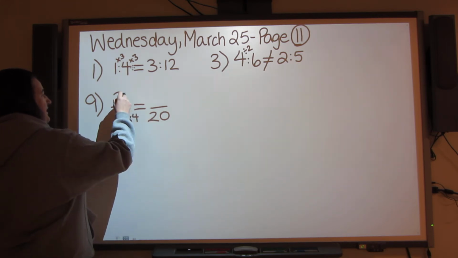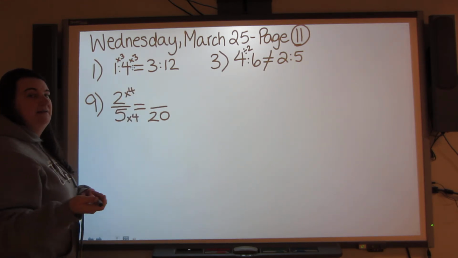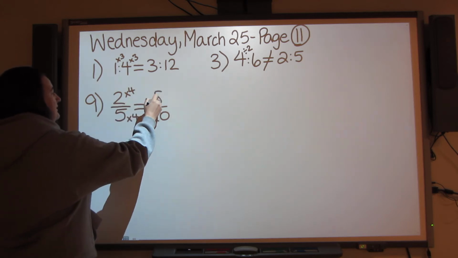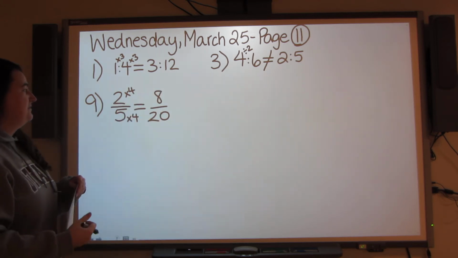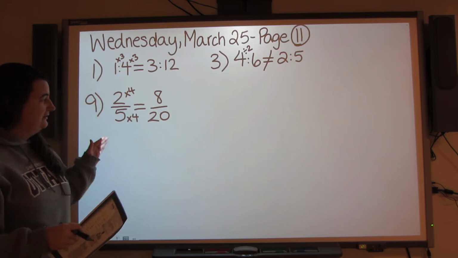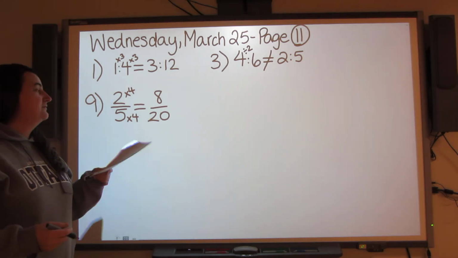Whatever you do to the bottom, you have to do to the top to be able to get your missing one. 5 times 4 is 20. 2 times 4 is 8. So there is your equivalent ratio. There's your equivalent fraction, your proportion. All of those terms are appropriate for what you've just done.